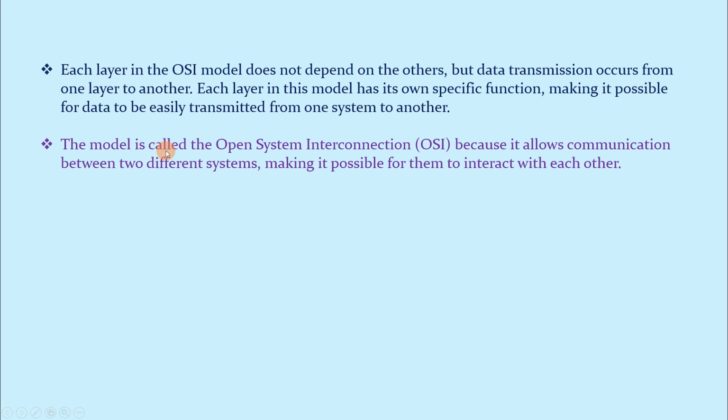The model is called Open System Interconnection, OSI, because it allows the communication between two different systems, making it possible for them to interact with each other. So I hope you got this point. This allows the communication between two different systems, so it makes it possible for them to interact with each other.